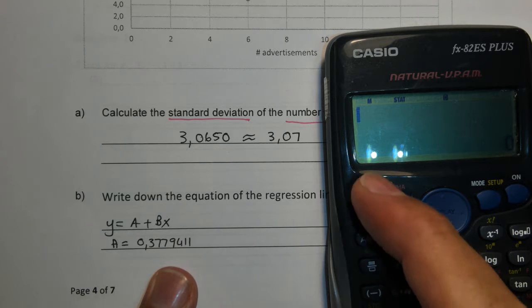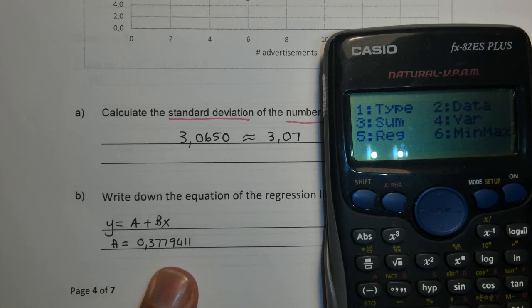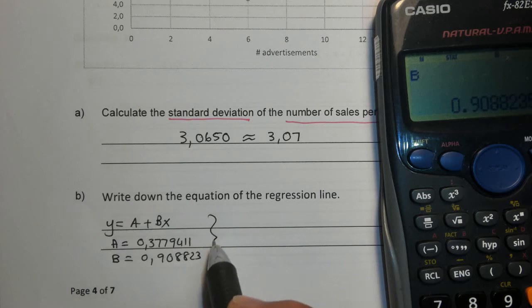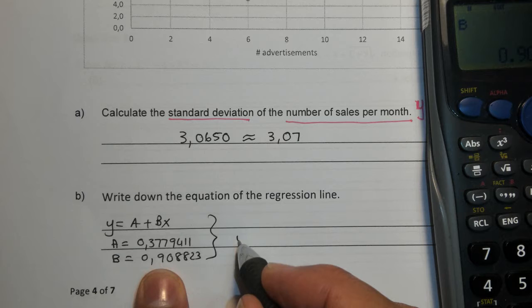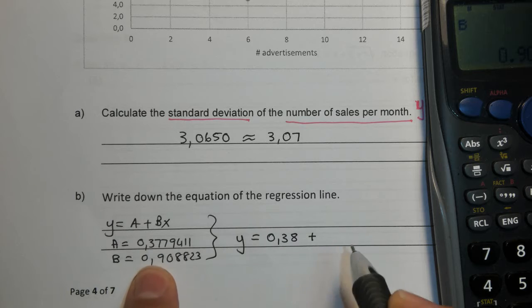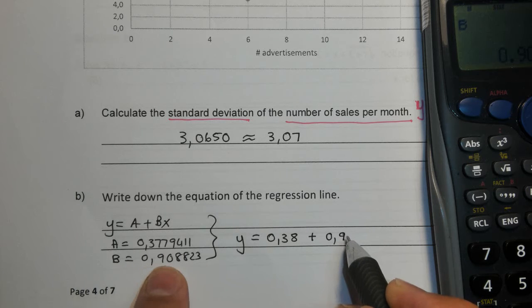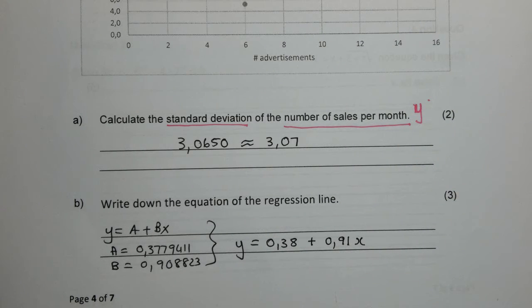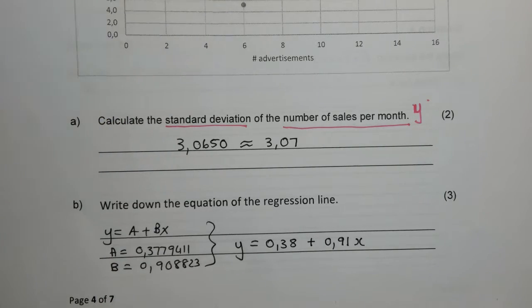We go all clear. We go back shift stat. We're still looking at regression, and now we want number 2, which is B, and B is equal to 0.908823. So with that information, correct to 2 decimal places, Y will equal 0.38 plus B, which is 0.91 X. And that was for 3 marks. Your regression equation, you should get full marks for this, because the calculator does all the work. You just have to make sure you put in the right values in the calculator.